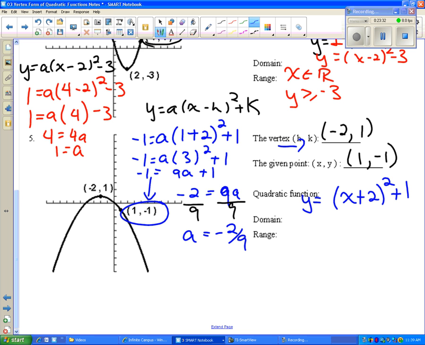So then my equation is y equals negative 2/9 times x plus 2 squared plus 1. My domain is x is an element of all real numbers. My range is y is equal to, it was a negative. It turned out to be negative just the way I needed it to. Y is less than or equal to my y coordinate, 1.